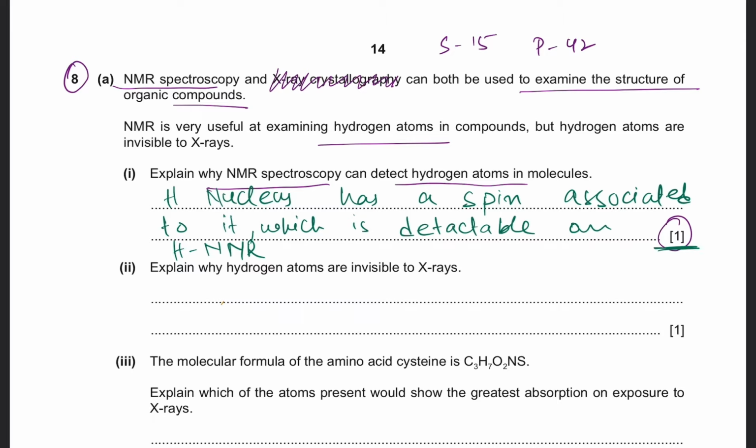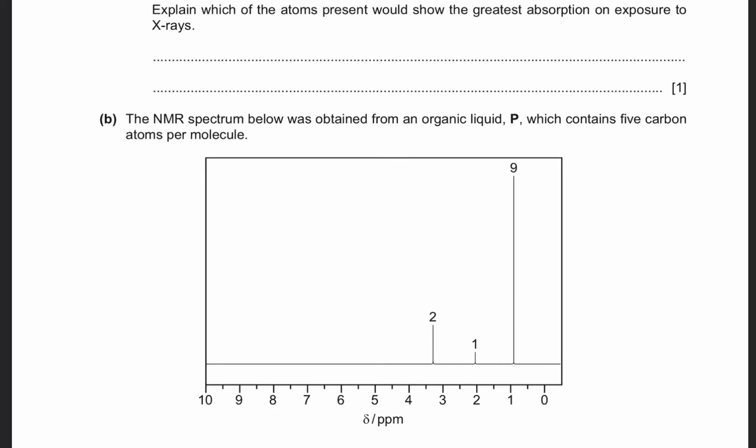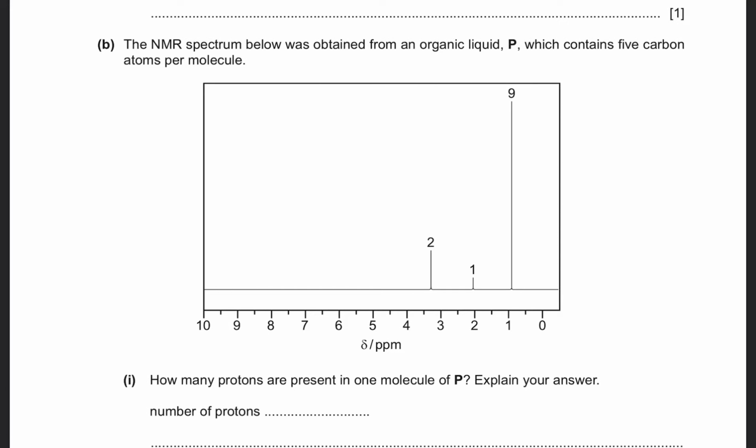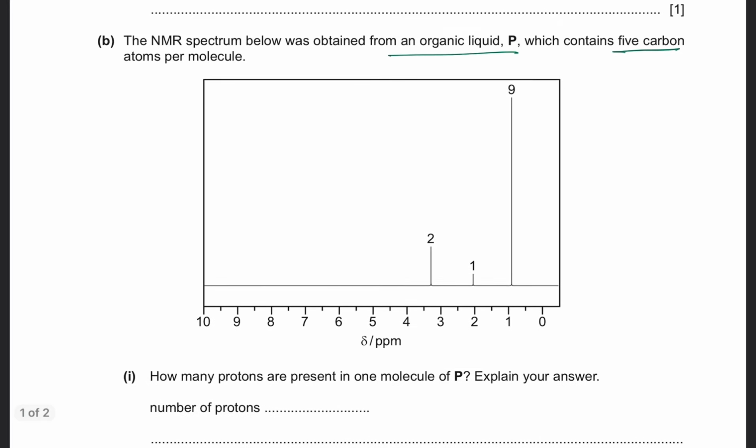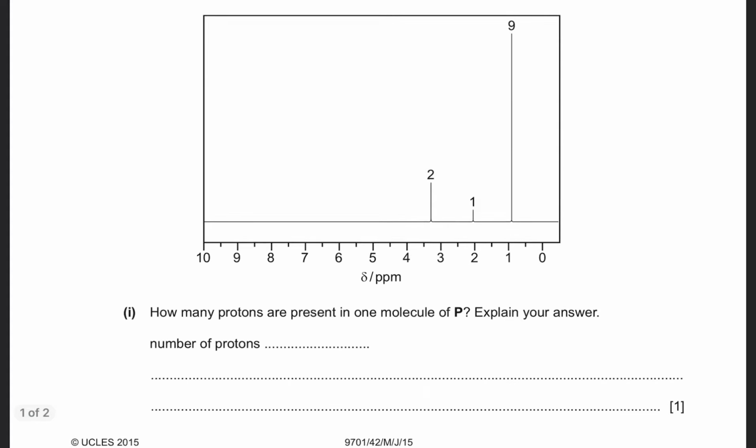Okay, and then the next parts are from the X-rays, so we'll skip these parts. And now the graph. The next part says the NMR spectrum below was obtained from an organic liquid P, which contained 5 carbon atoms per molecule. So 5 carbon atoms per molecule, and this is the proton NMR of this compound.